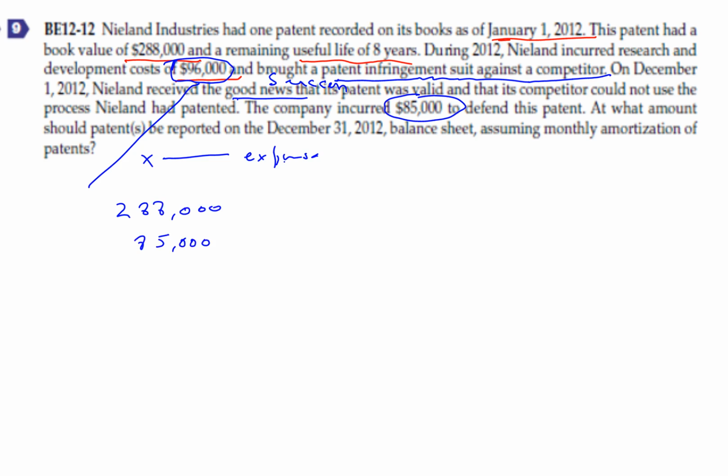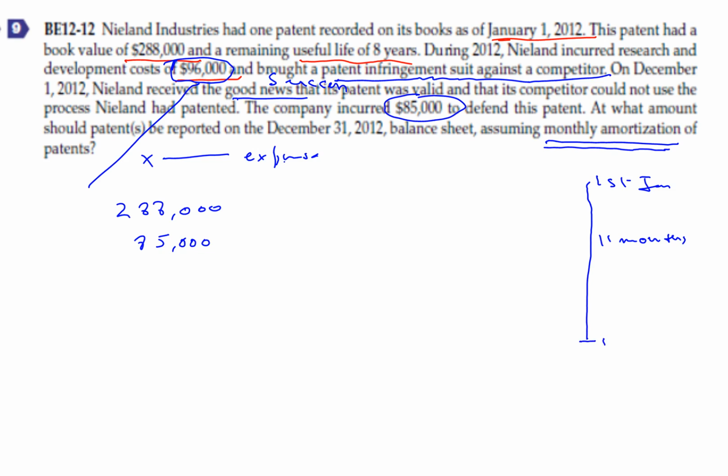At what amount should the patent be reported on the December 31st, 2012 balance sheet, assuming monthly amortization of the patent? Now, this is going to be tricky. We have to differentiate and understand that this amortization has to be monthly, because our period started on 1st Jan. We spent around 11 months. This timeline is also very helpful to visualize things.